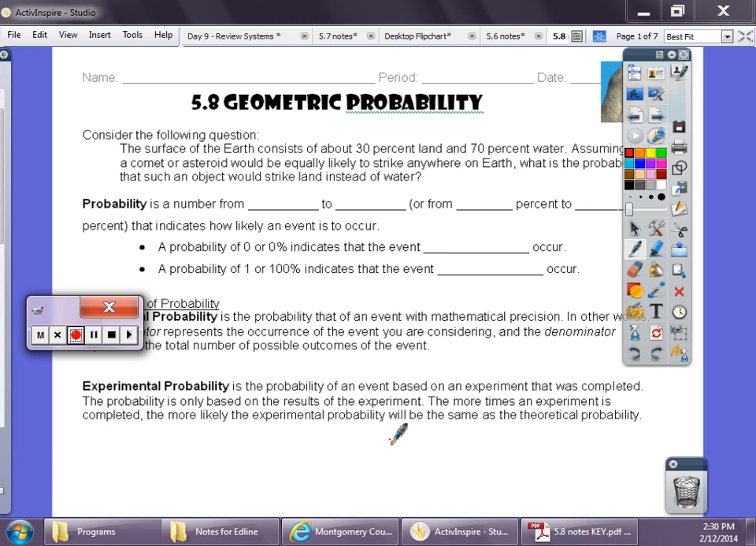Alright, notes 5.8, geometric probability. Consider the following question. The surface of the Earth consists of about 30% land and 70% water. Assuming that a comet or asteroid would be equally likely to strike anywhere on Earth, what's the probability that such an object would strike land instead of water? Think about it.